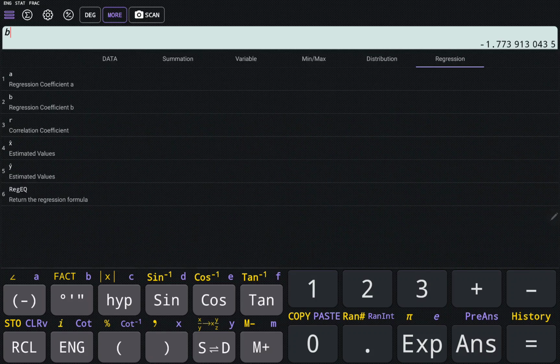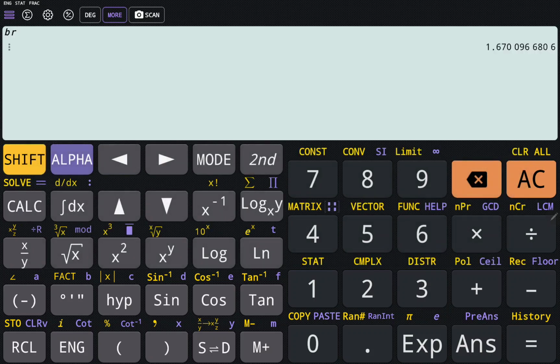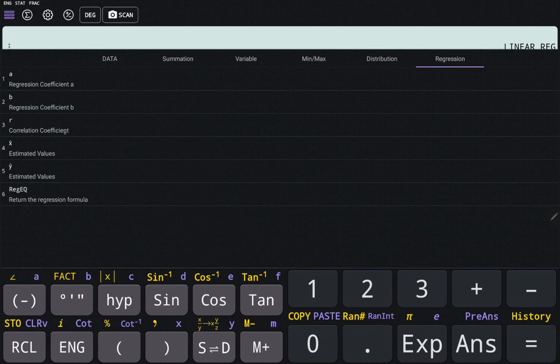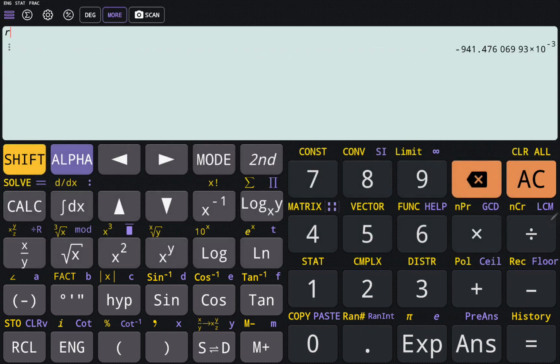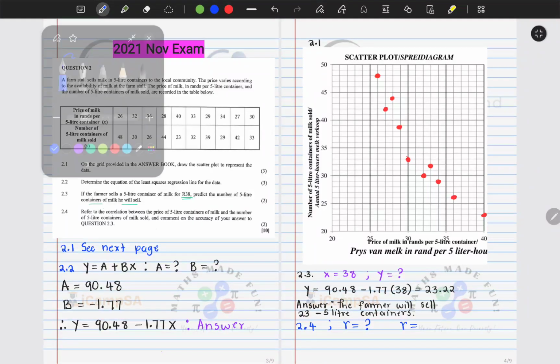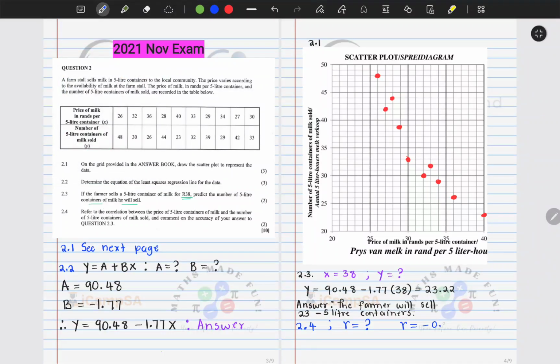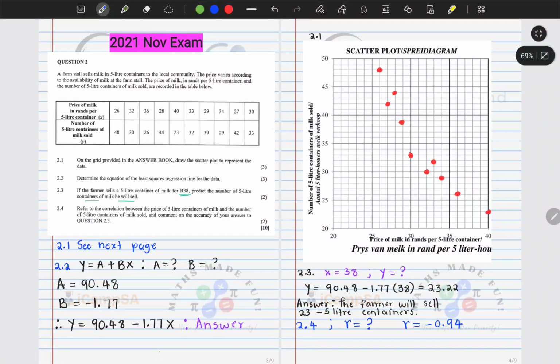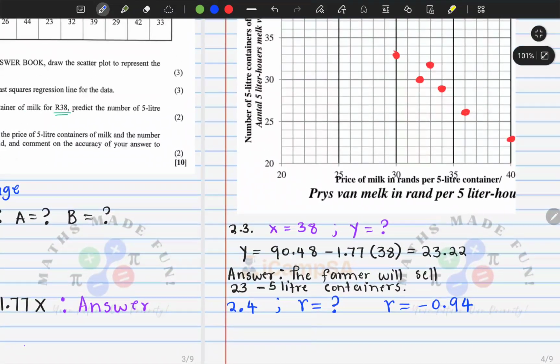Shift 1 and correlation coefficient. Sorry, that is not accurate. Shift 1, correlation coefficient. I'm getting negative 0.94. Okay, so I'm getting negative 0.94. So this is 0.9, so it means we have a strong correlation. So what we can say is that our calculation is accurate because we have a strong correlation, but since there's a negative, it's a negative correlation.